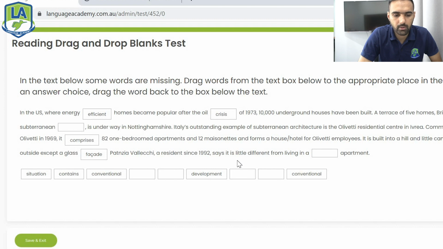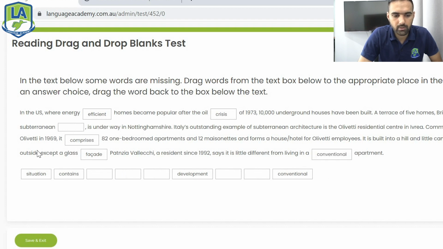Situation apartment, no. Contains apartment, won't make any sense. Conventional apartment can be the right answer. Conventional means something old fashioned or something which is going on for years. A development apartment, you'll never say a development apartment, you'll say a developing apartment. A conventional apartment seems to be the right option. Let's place it here. We are left with one blank.